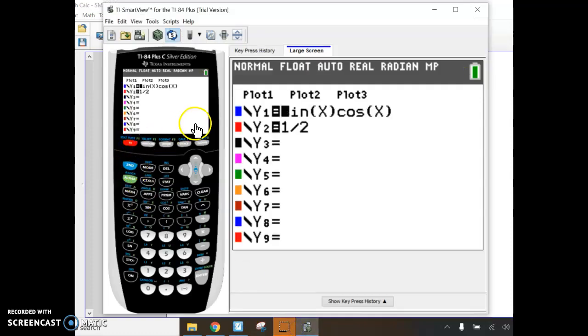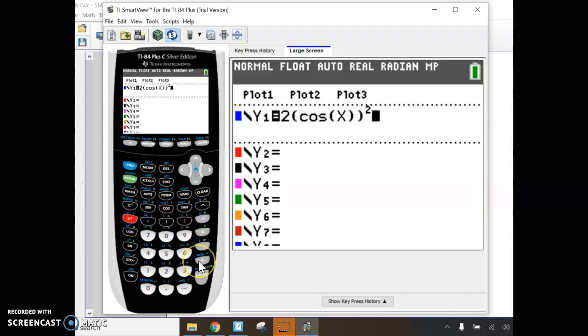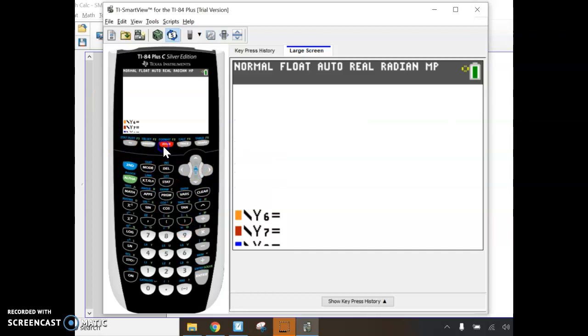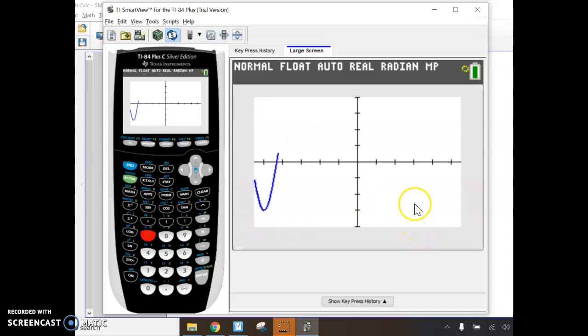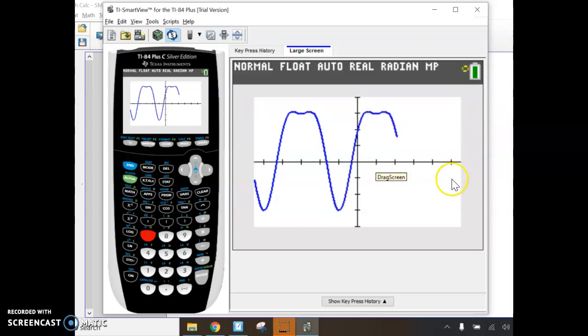So in our y equals, we're going to clear that out and type 2 cosine of x. Notice how I'm entering the square in there. And then plus 3 sine. Then we go to zoom trig, which is option 7. My calculator actually gives me an extra tick mark, so this is pi over 2, pi, 3 pi over 2, 2 pi. A lot of your calculators won't give you that.